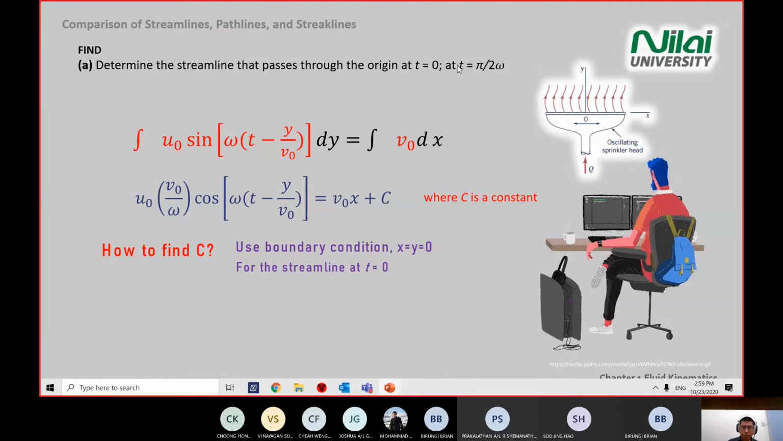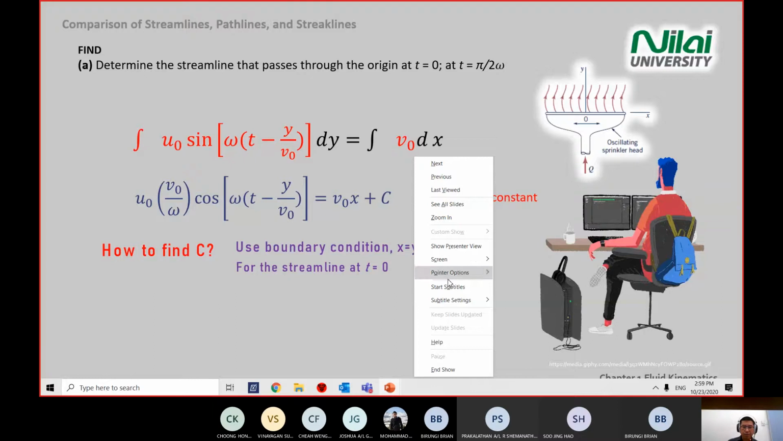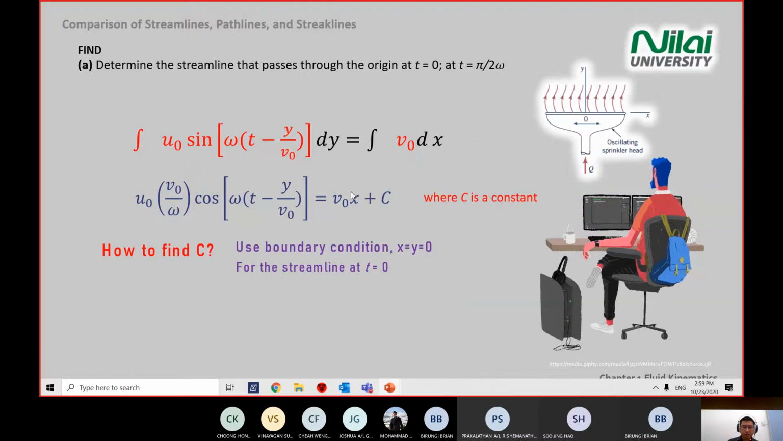Later, you need to consider the second one. We look at the first condition, which is t equal to 0. Then you substitute all these values inside here. So x0, this is 0. Y0 here, this one is 0. T0, this is 0. So this component is 0. Cos 0 equals, let me call out a name.